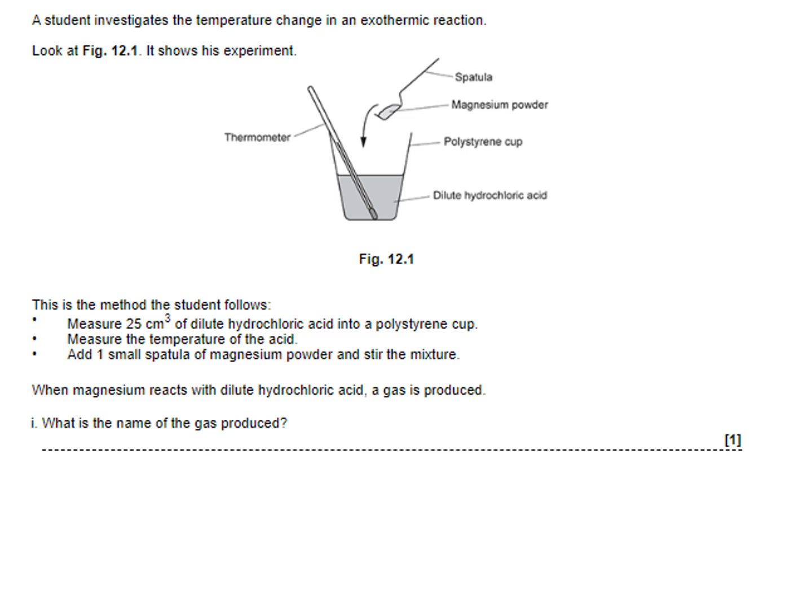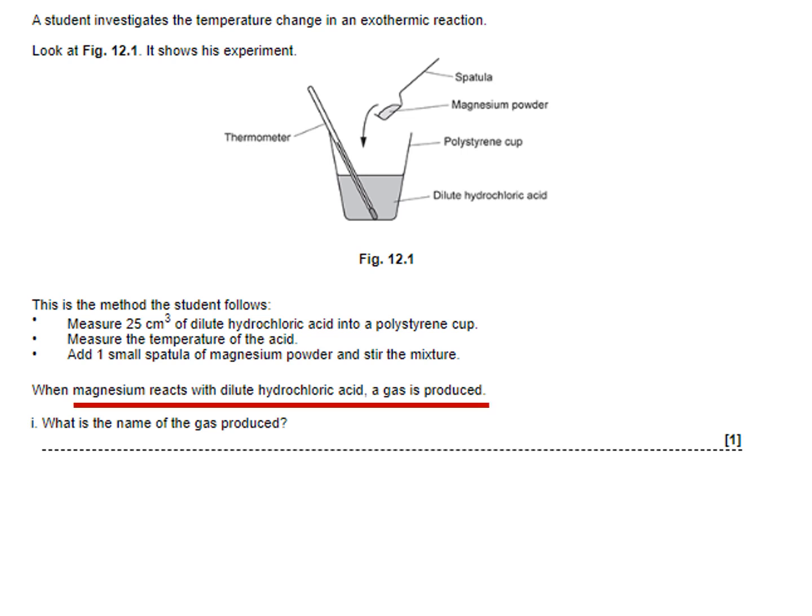Measure 25 centimeters cubed dilute hydrochloric acid in a polystyrene cup. Measure the temperature of the acid, add 1 small spatula of magnesium powder and stir the mixture. When magnesium reacts with dilute hydrochloric acid, a gas is produced. So this bit here is the bit that you need.